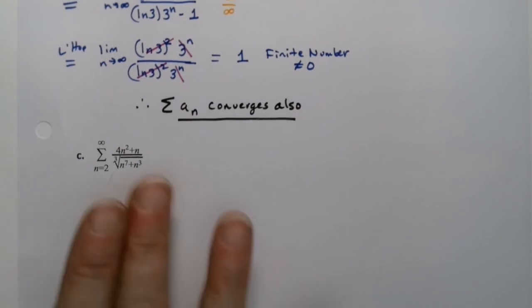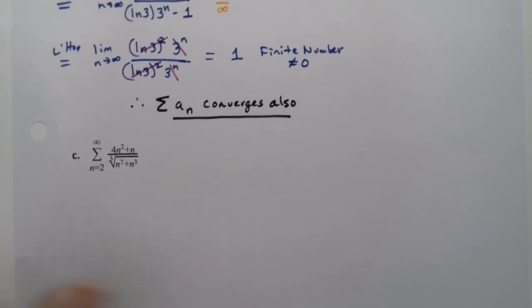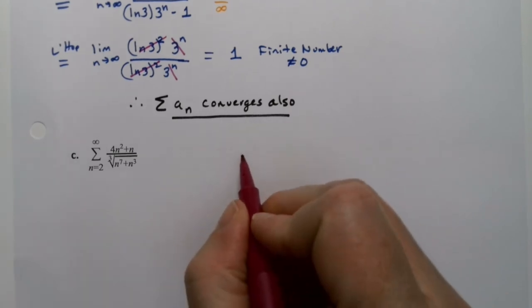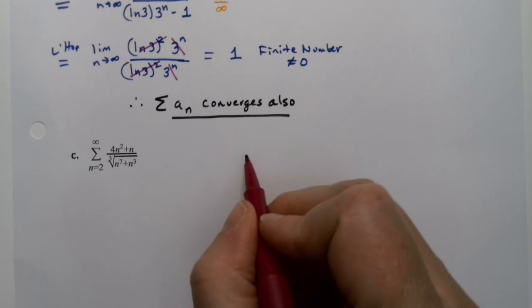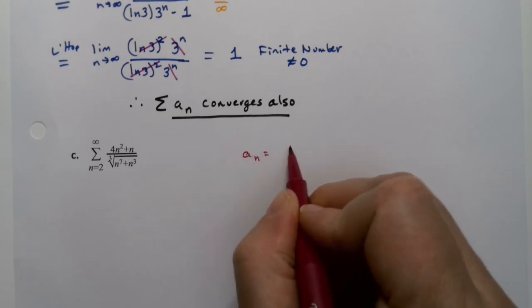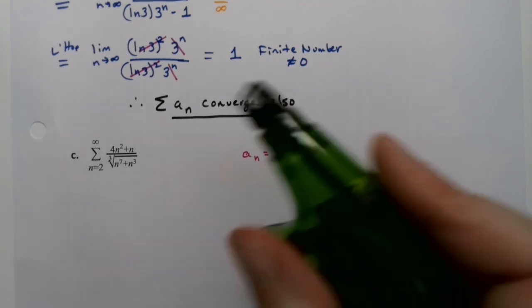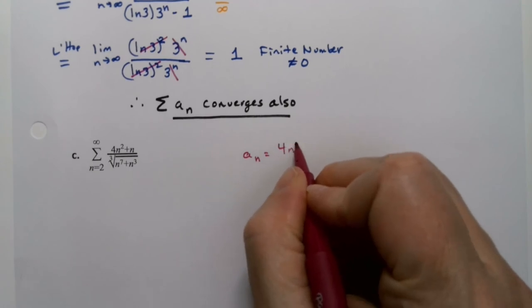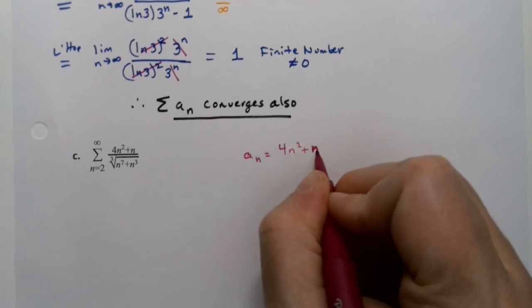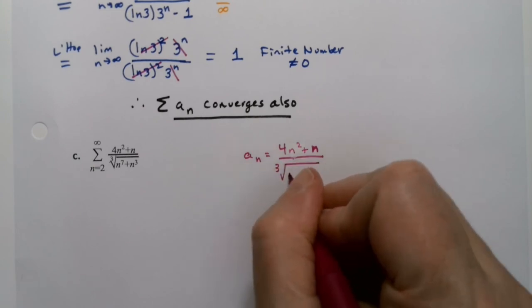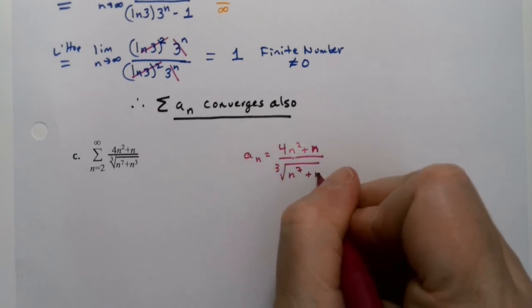Okay, now what about the next one? Well, it's a little tricky. So we kind of want to remind ourselves of some things here. So if I look at a sub n, which is 4n squared plus n divided by the third root of n to the 7th plus n cubed.